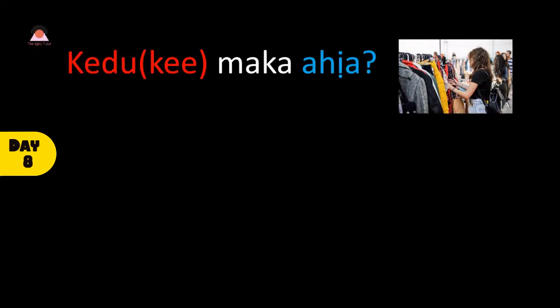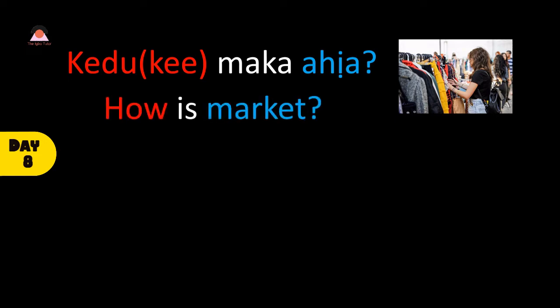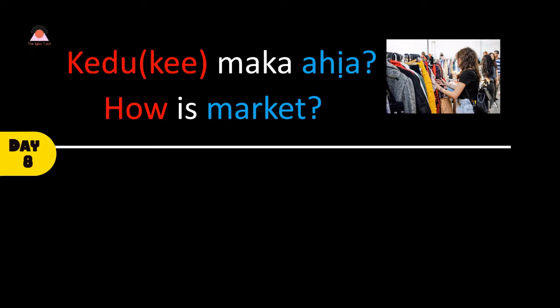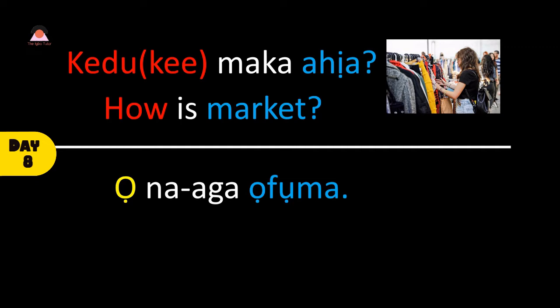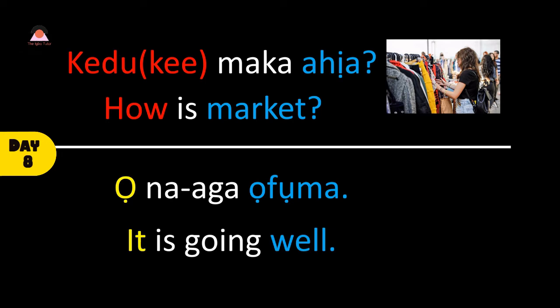Kedu maka ahịa or ke maka ahịa, which means how is market? How is market? Kedu maka ahịa. When you ask somebody this question in the market, what do you expect as a response? You will say, Ọ na-aga ọfụma, which means it is going well. But if you look up there, you see that we put K in bracket in front of Kedu, which means you can use Kedu or K. If you want it to sound smooth, you say Ke maka ahịa.